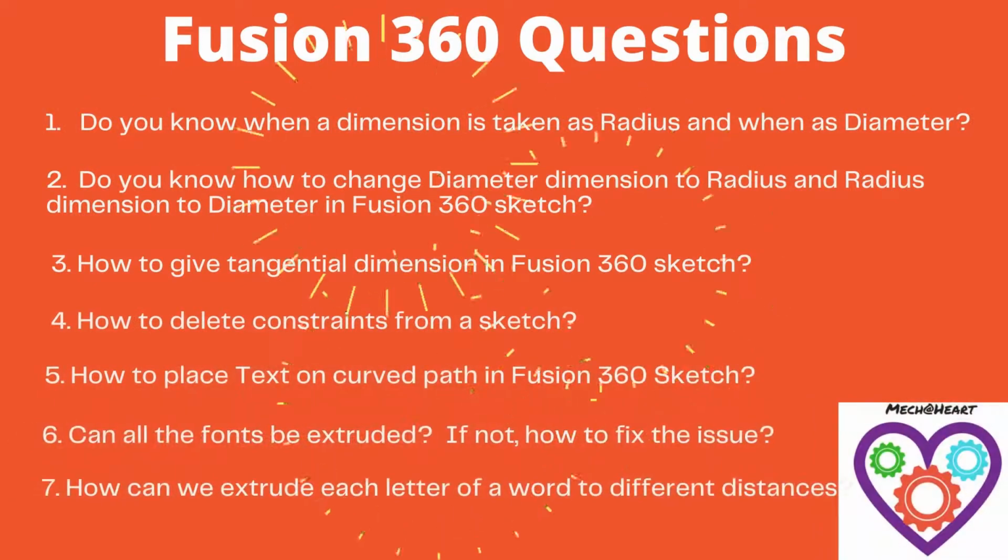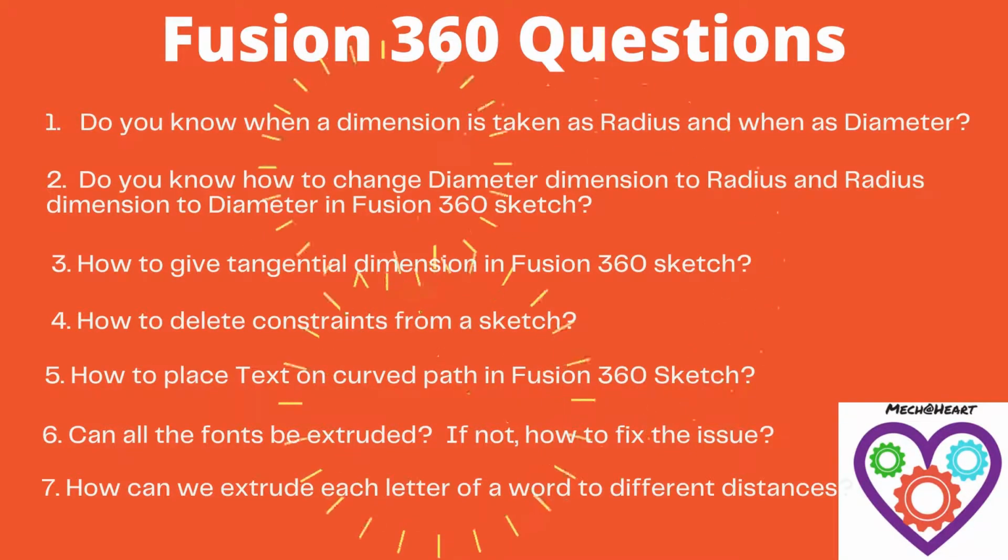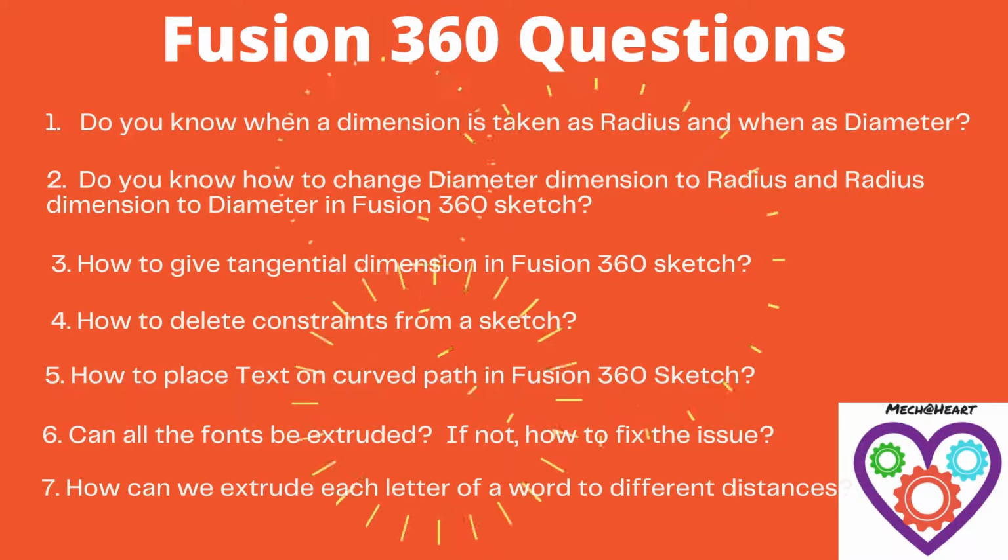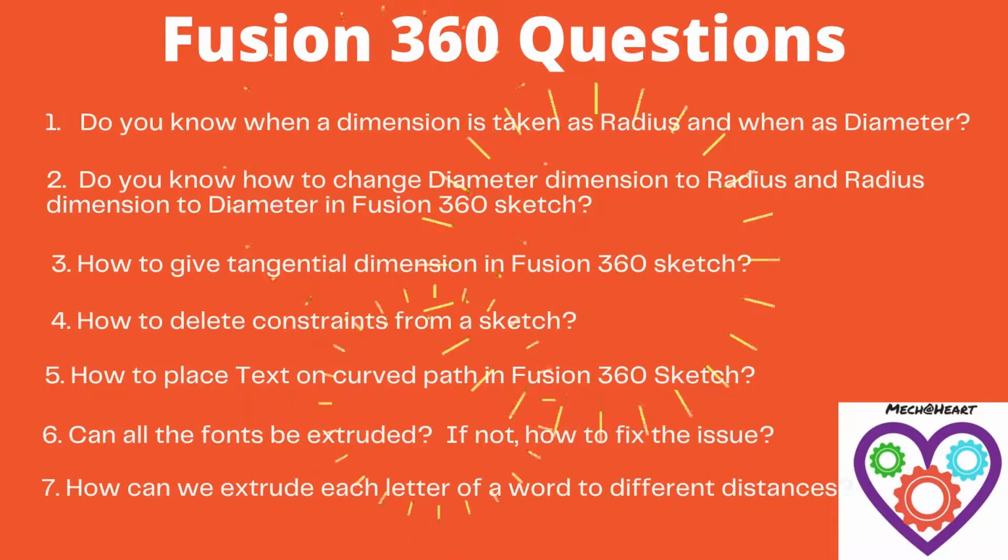In today's video, we are going to find solutions to these Fusion 360 questions. Do you know when a dimension is taken as radius and when as diameter? Do you know how to change the diameter dimension to radius and radius dimension to diameter in Fusion 360 Sketch? How to give tangential dimensions in Sketch? How to delete constraints in Fusion 360 Sketch? How to place text on curved path in Fusion 360 Sketch? Can all the fonts be extruded? If not, how to fix the issue? How can we extrude each letter of a word to different distances in Fusion 360 Sketch?